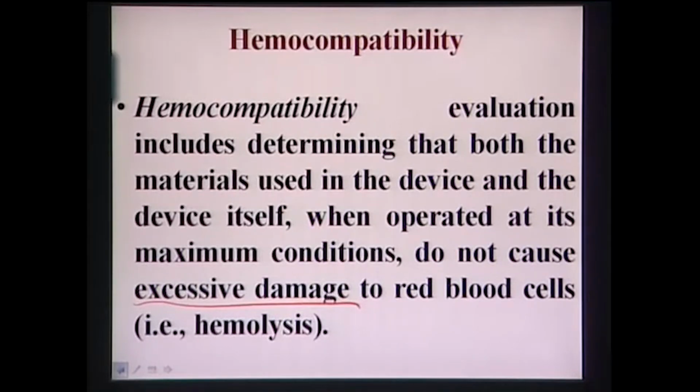So, therefore, you have to remember that a blood contacting device or blood contacting material will have some genotoxic effect, but this should not be statistically significantly higher compared to a control specimen or control material that does the damage to the RBCs.